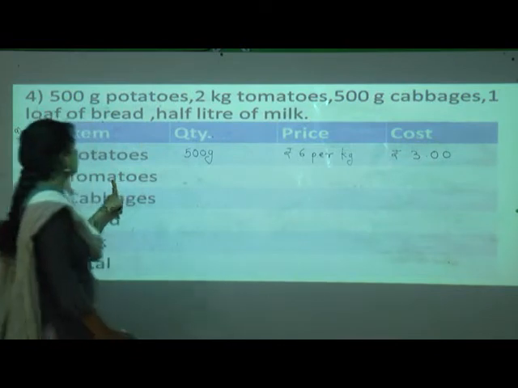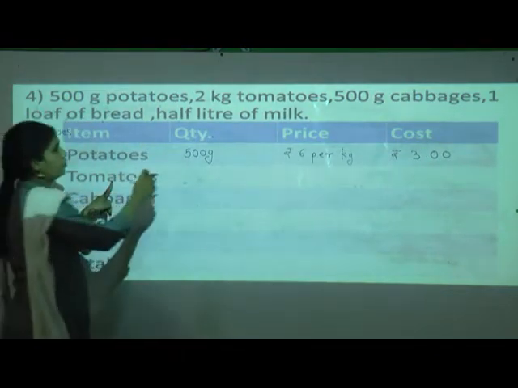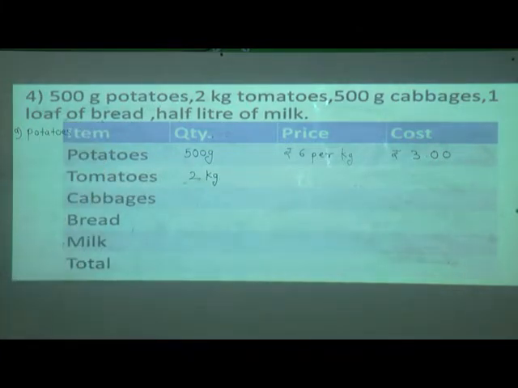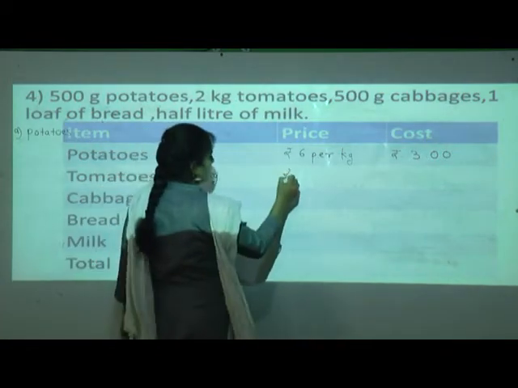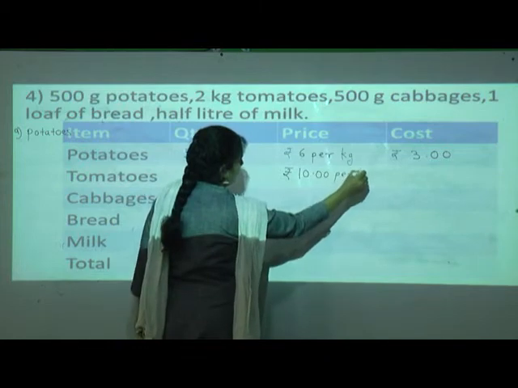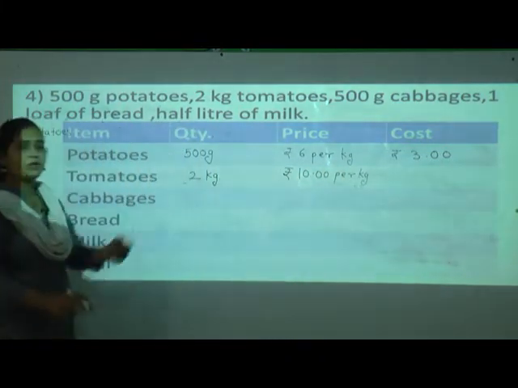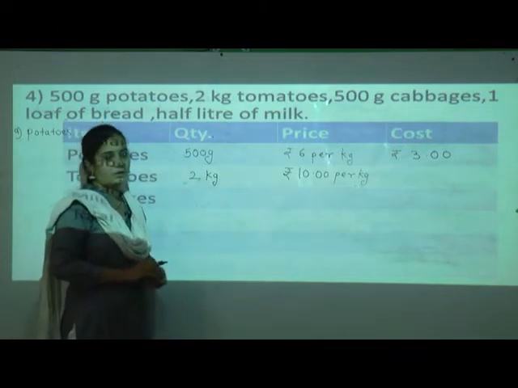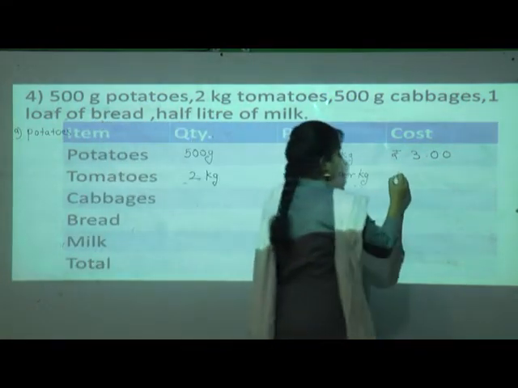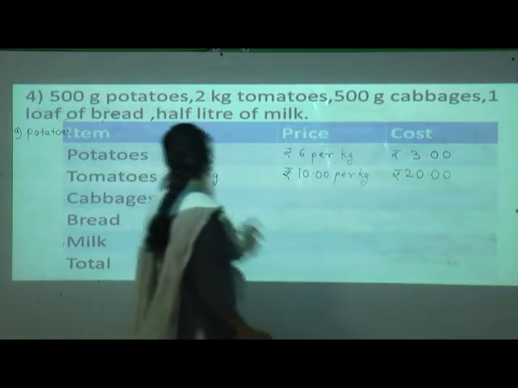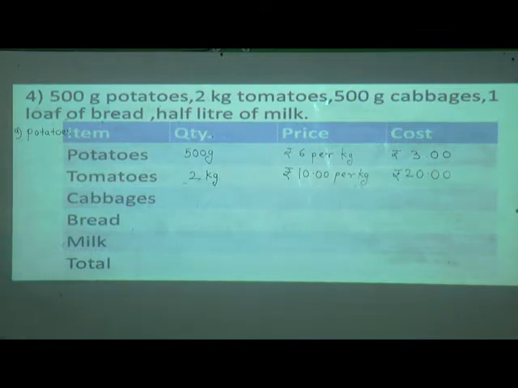Now tomatoes. Tomatoes 2 kg. See the rate of tomatoes, 10 rupees per kg. Okay. So what you will do, students? Yes, you will multiply 10 by 2. So you will get the answer rupees 20. Isn't it?